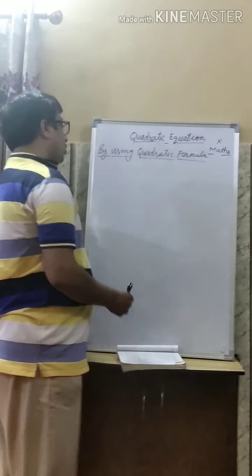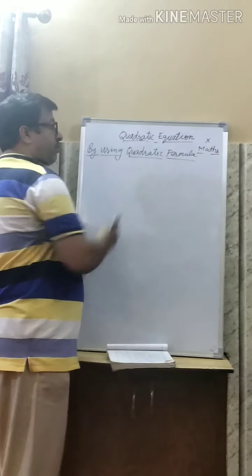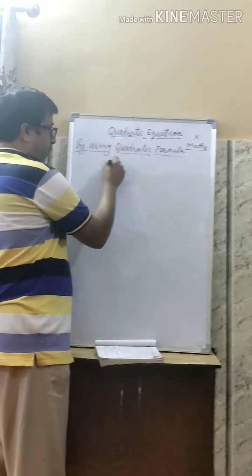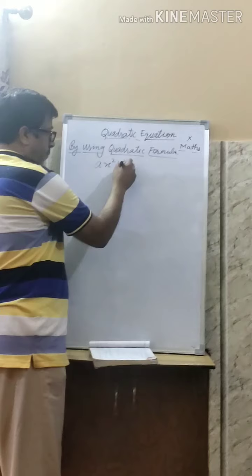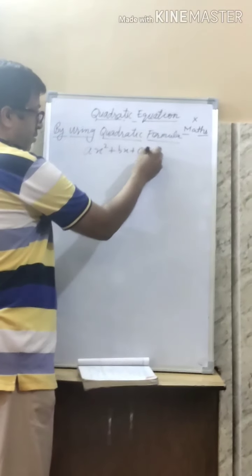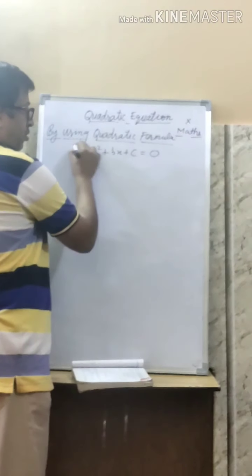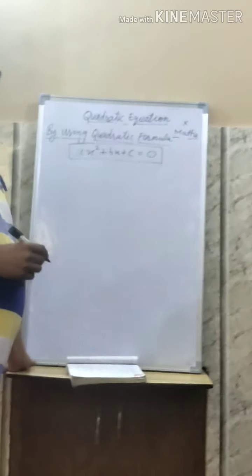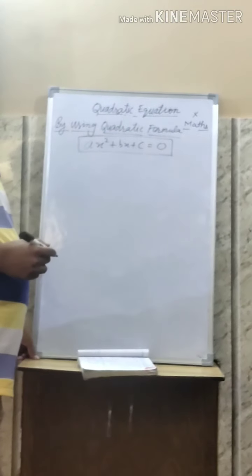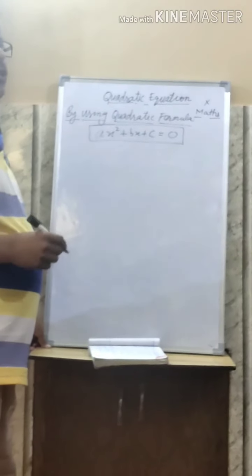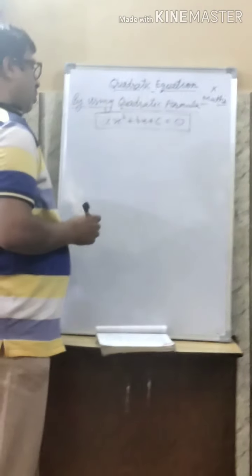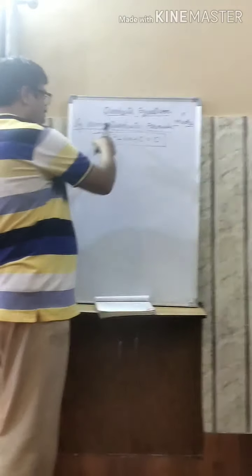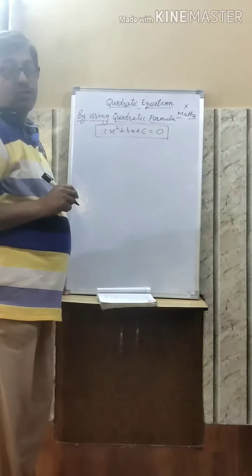So now, by using the quadratic formula, what is the quadratic equation? The general form is ax square plus bx plus c is equal to 0. This is the quadratic equation. By using the quadratic formula, we find the roots, meaning the values of x. If the power is 2, then 2 values of x will come.